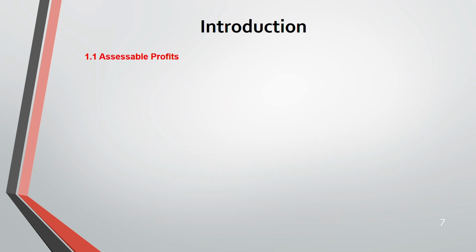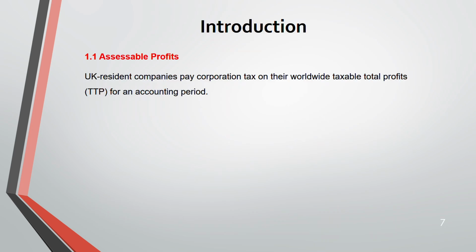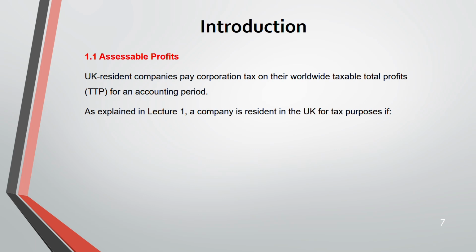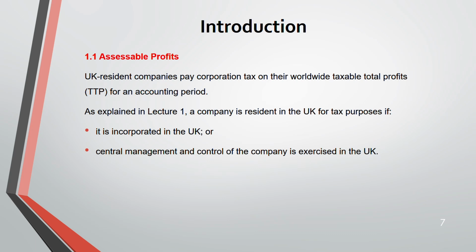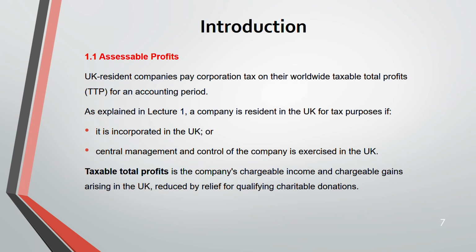Now, profits. A UK resident company, I repeat, a UK resident company has to pay corporation tax on its worldwide taxable total profit for an accounting period, not for a tax year. You have to be a UK resident company. As explained in lecture 1, a company is resident in the UK if it is incorporated in the UK or if its central management and control is exercised in the UK. One of the two.